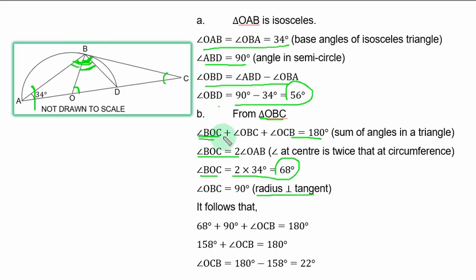So we know the first two angles. We can now get the third angle. It follows that 68 degrees plus 90 degrees plus angle OCB is equal to 180 degrees. So you have 158 degrees plus angle OCB equal to 180 degrees. Collect like terms, you have angle OCB is equal to 180 degrees minus 158 degrees, and that is 22 degrees.